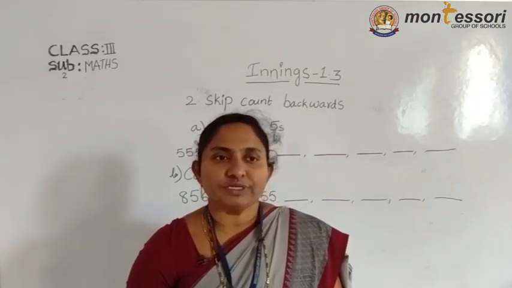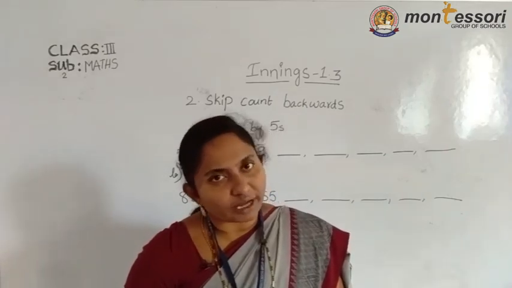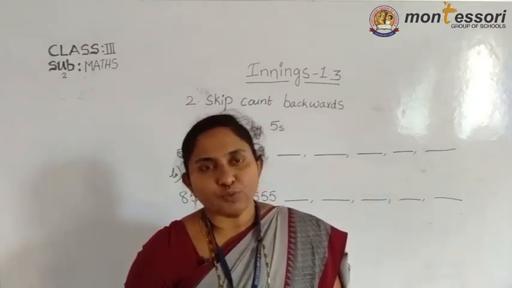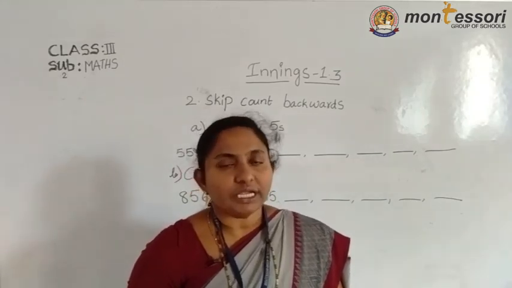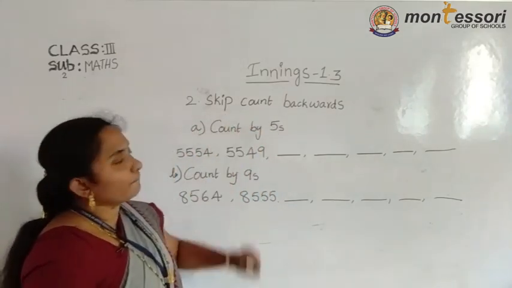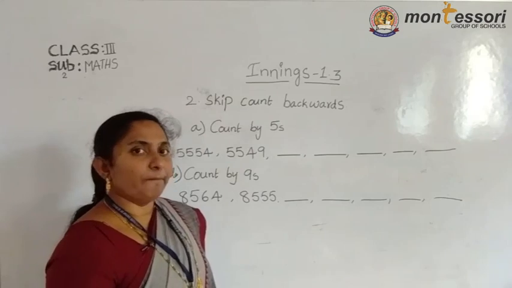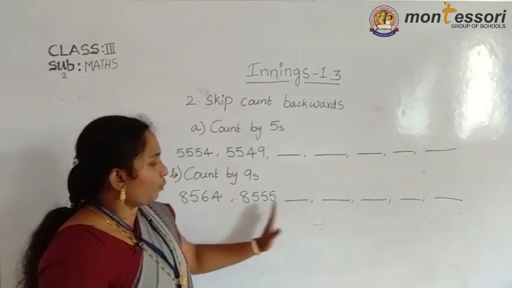In the previous class we were discussing exercise 1.3. In this exercise, the first bit is over. Now I am going to the second bit. In the second bit, they have given skip count backwards. Backward means backside numbers. We can find out backside numbers.